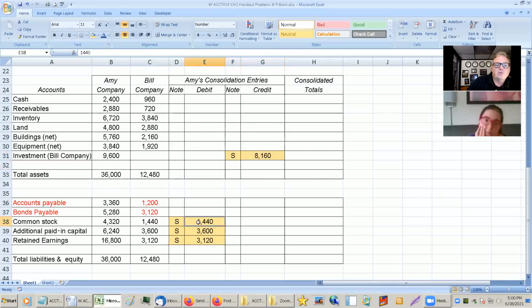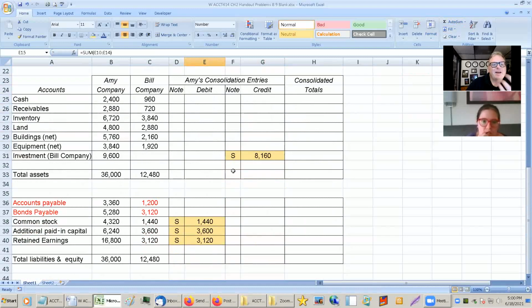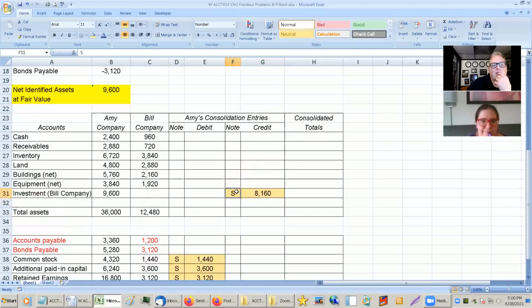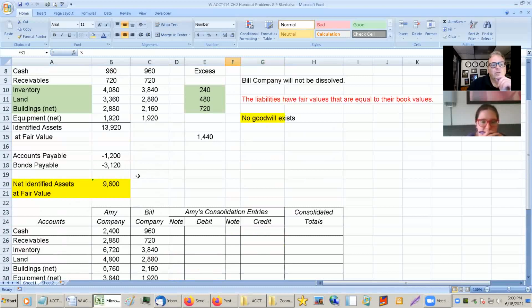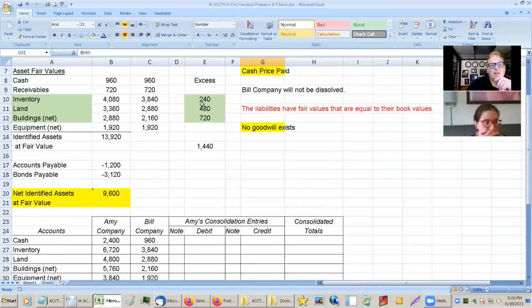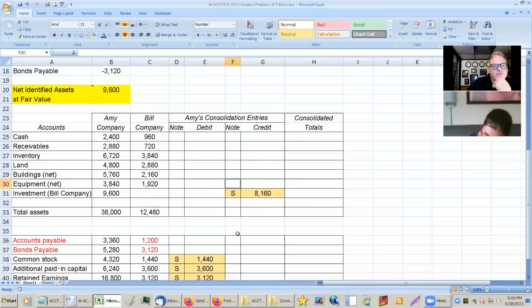So here, this is it at book value. The book value of what they bought was 8,160. But these up here, I'm going to add them up just for kicks. Look at that, it's 1,440. So here's what we did. We bought everything. This is everything at book value, and then the excess amount is going to be whatever that is, 1,440. So that's going to be the second thing we have to take off.